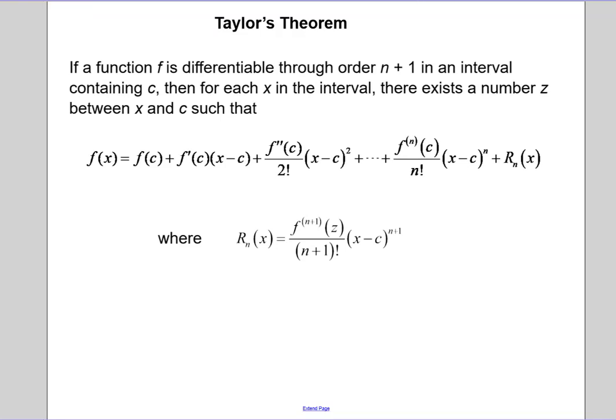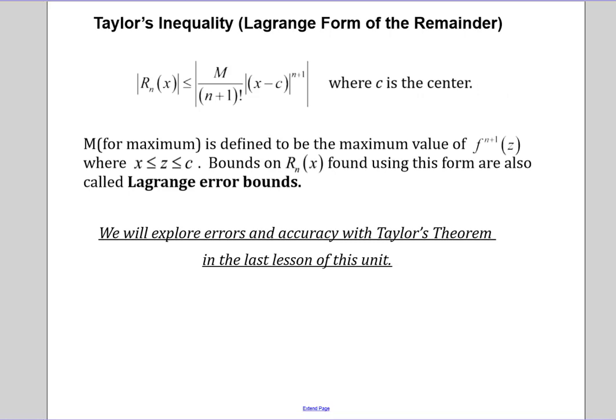Let's talk about Taylor's theorem. If a function is differentiable through order n plus 1 in some interval containing our c value, then for each x in the interval, there's a number that we're going to call z between x and c, where that Taylor polynomial plus the remainder, this is the formula we're going to use for the remainder. So I'm rewriting that formula here using this m up here for the maximum to be defined as the maximum value of that next derivative, the one right after our last one.